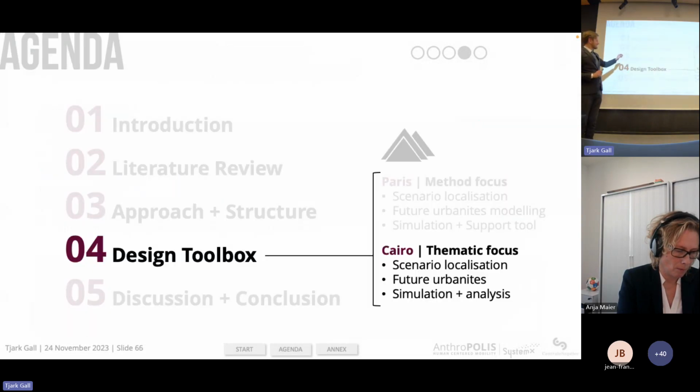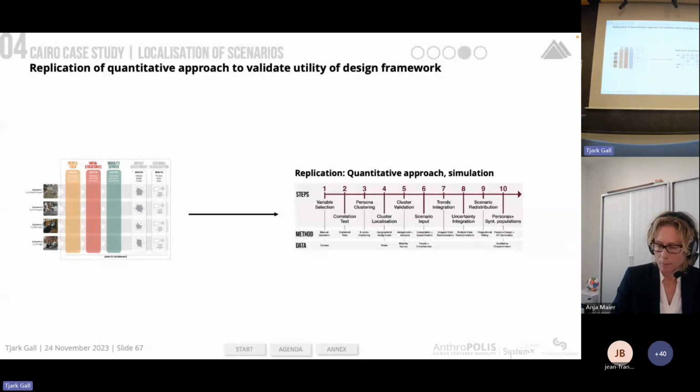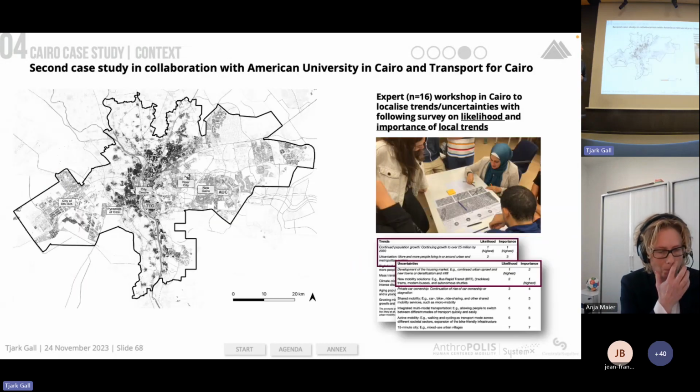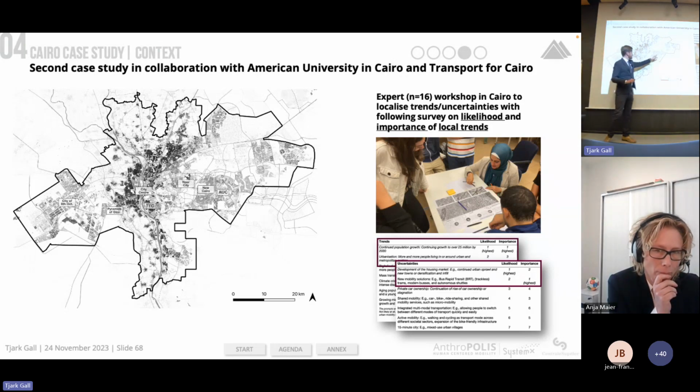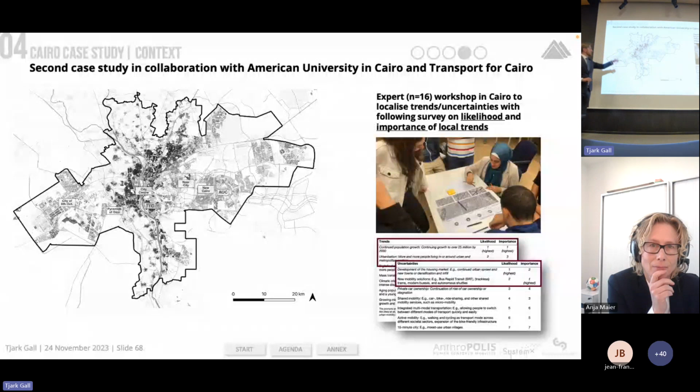Okay. The second part is on Cairo, so it's shorter. That's a good thing. Otherwise, the focus here is on really replicating the process, and we focused on the first one, the quantitative approach, the simulation approach. It was mostly in collaboration with the American University in Cairo and Transport for Cairo, which are, by the way, there and there. So this is Cairo.